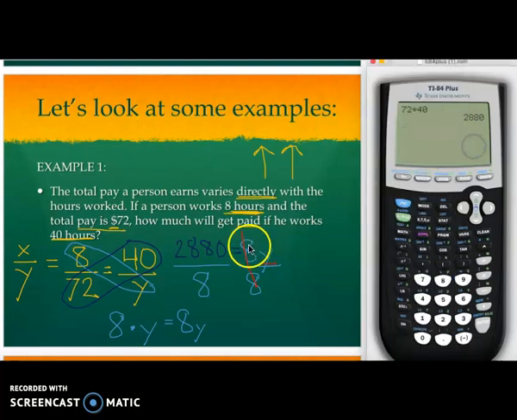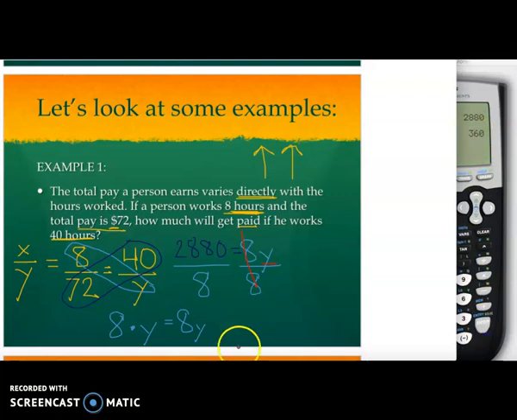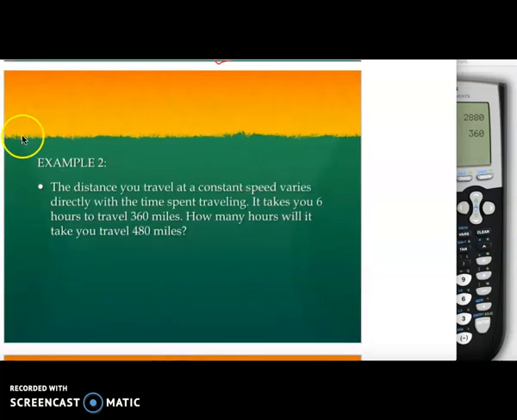So 2,880 divided by 8 in our calculator. When we type that in, we get 360. So now we know that y equals 360. Okay? That's it. We're done. We solved our y. So we know how much will he get paid if he works 40 hours? He will get paid $360.